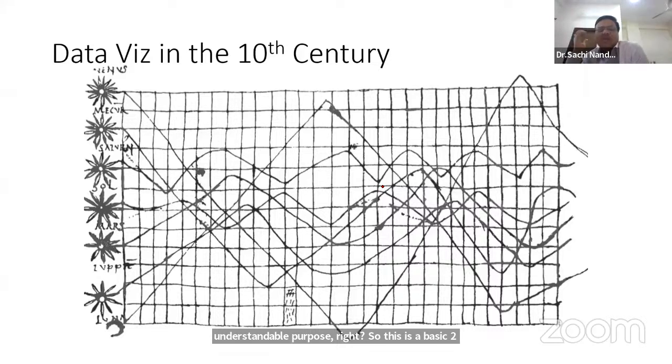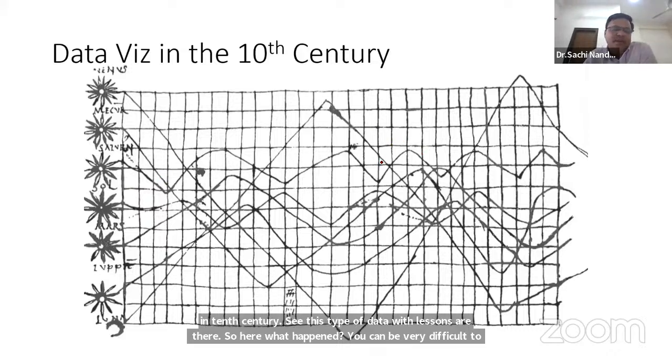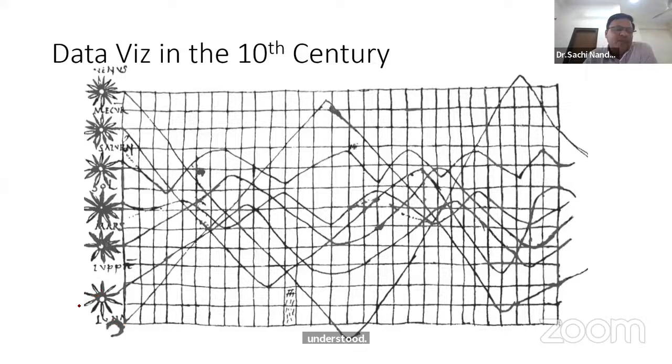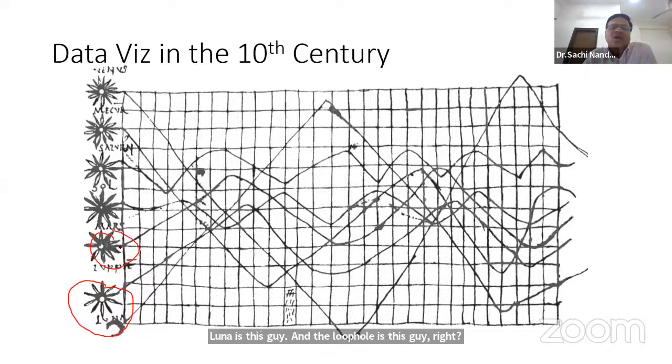Now, in the 10th century, see these types of data visualizations. It's very difficult to understand, so let me explain the meaning of this one. Suppose this person is Luna, and this person is Looper. Whether Luna and Looper know each other or not, we don't know. So you draw the perpendicular of these, and you draw the perpendicular of these. Here you can say that Luna and Looper know each other on the basis of the same school.